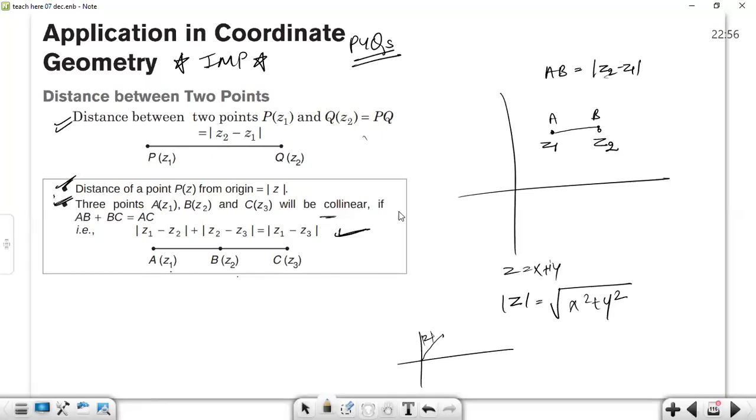I hope that is clear. Any doubts? We are about to finish the chapter.